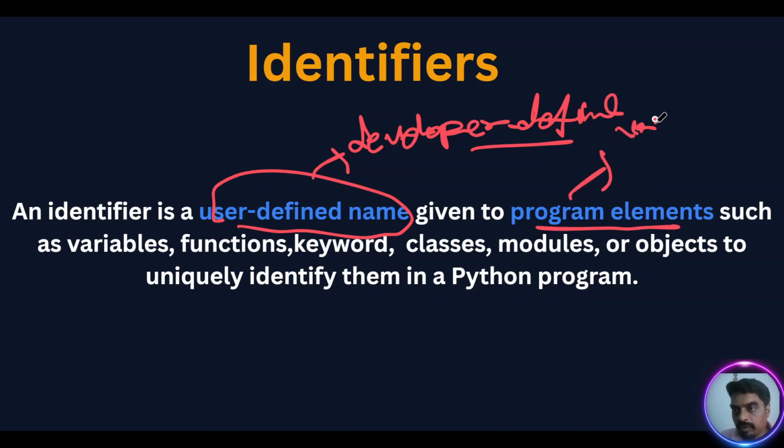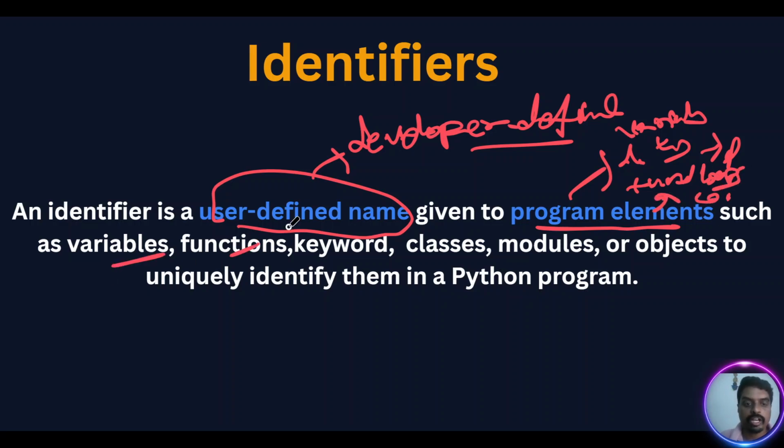We have seen variables, data types, functions, data structures, loops, conditions. These are the programming elements, such as variables, functions, keywords, classes, modules. We will develop our programs using these concepts only. For each and every concept, we will give some name. That name is nothing but an identifier.